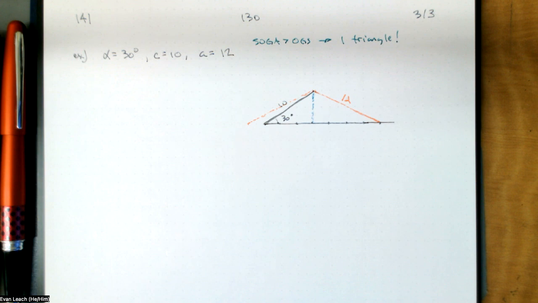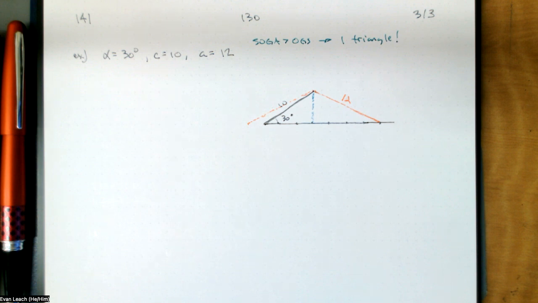Take a look at the fourth case. This is the case where we're going to have one triangle, and this is the case where the side opposite the given angle is greater than the other given side. If the side opposite the given angle is greater than the other given side, we don't even need to worry about the height. We know we're going to get one triangle.